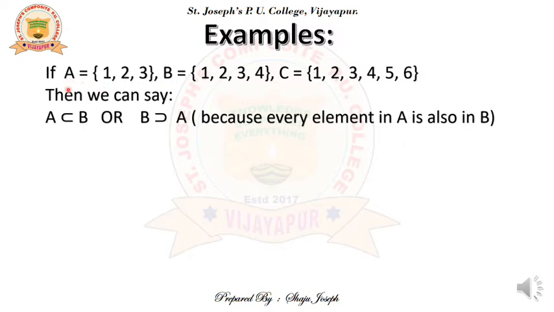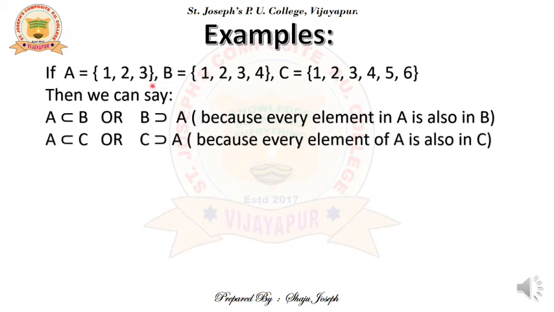Right? A is a subset of B. Clear? Now let's go for a connection between A and C. Let us compare these two. A contains 1, 2, 3. Check. C also contains 1, 2, 3. But C of course has more elements. We are not concerned with that. We can say A is a subset of C. Why? Because every element of A is also present in C.